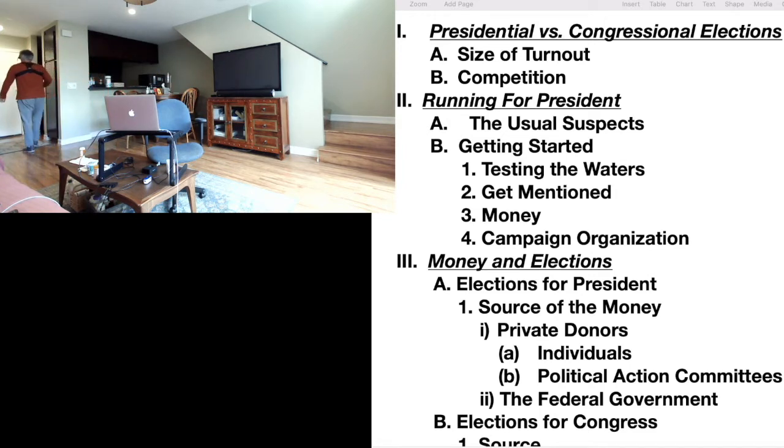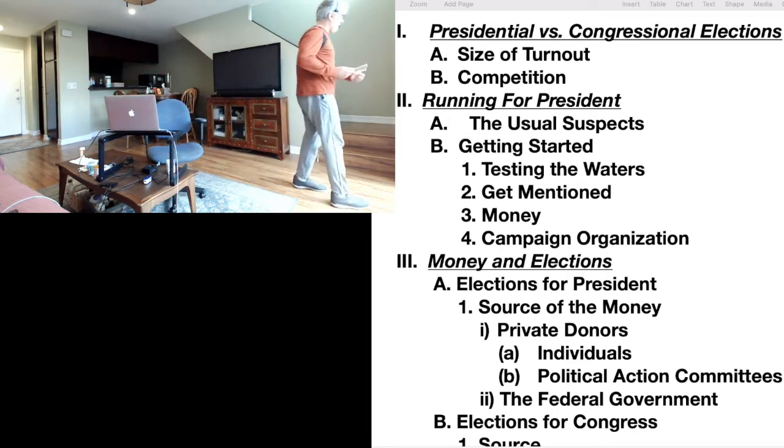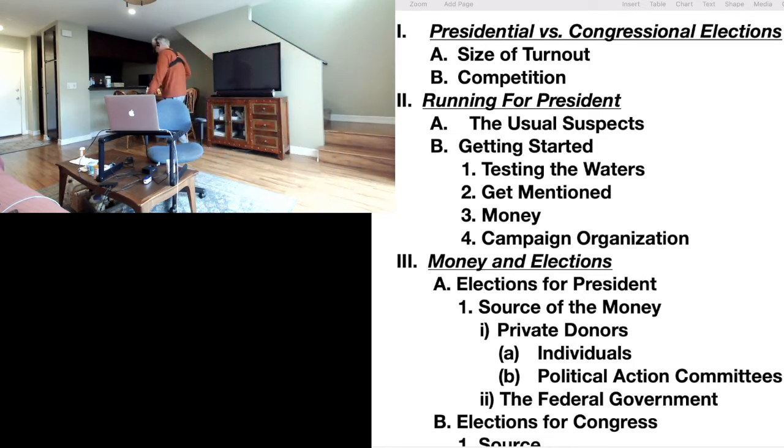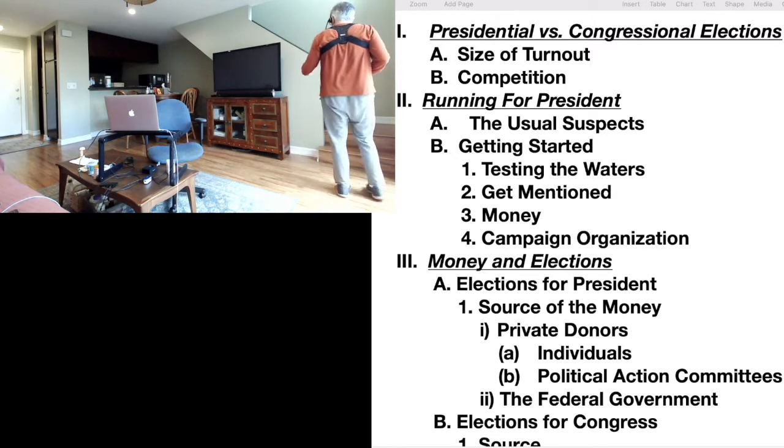A presidential election is an election where we have one president running for office. We have 435 House members running for office, and one third of the senators running for office. We call that a presidential election, even though there are members of Congress running. Okay? It's known as a presidential election.